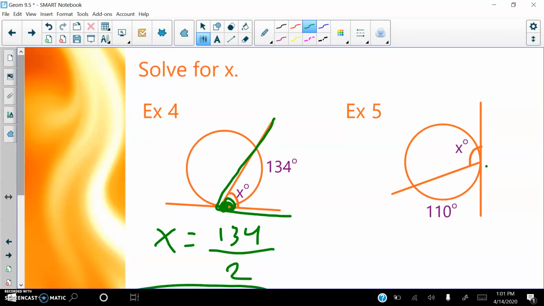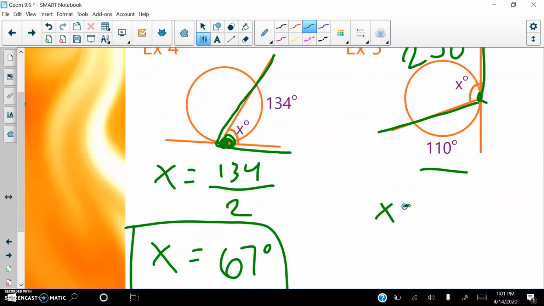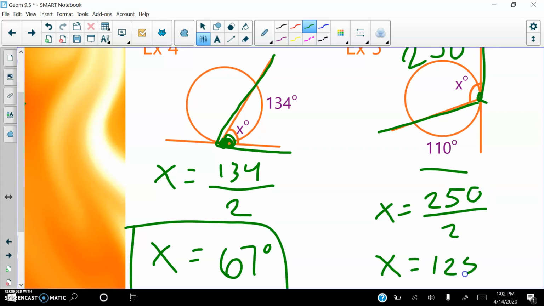Now for this one, our vertex is right here, and it's going out. So if we know that this is 110 degrees, we know that a circle is 360, so this has got to be 250 degrees, because if we add them up, we get 360. And now we can do our little rule where the angle is half of the arc. So x is 250 divided by 2, we get x is 125 degrees.